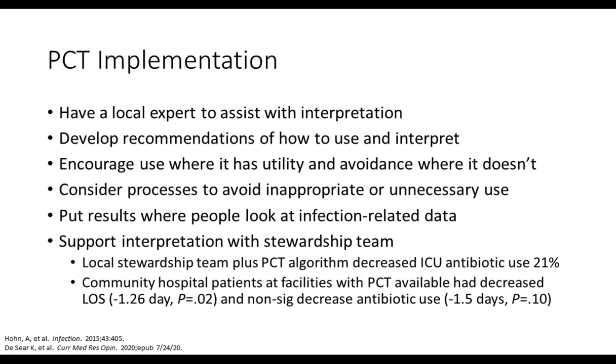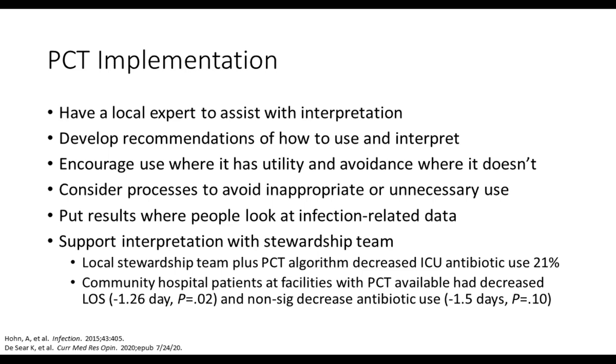I think it's good to encourage people to use it where it has utility, such as lower respiratory tract infection and sepsis, and not to use it where it doesn't. Cystitis, localized abscess, UTI. There's a little literature out there, but I would say it's not ready for prime time in this area. I would look at processes to avoid inappropriate or unnecessary use. So we don't allow people to order daily procalcitonins. We looked and some patients had 30 procalcitonins over 30 days, which means no one's doing anything with that data. That's just a waste of blood and a waste of money. So you want to have some sort of process to help make sure it's used appropriately.